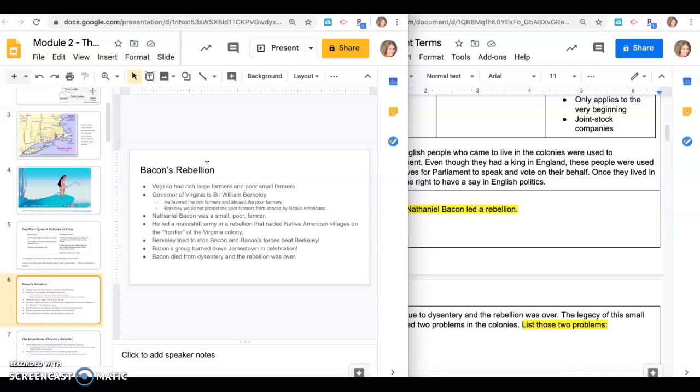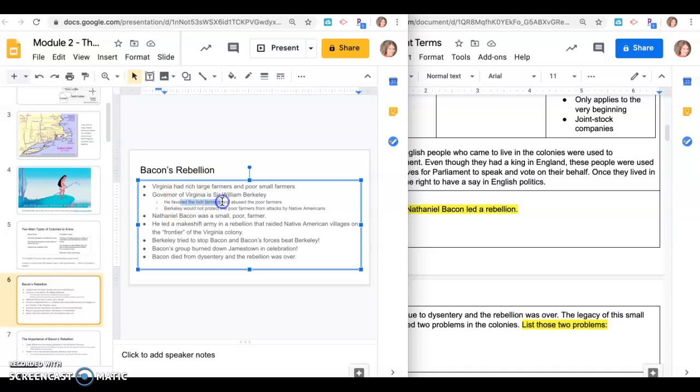The governor who was elected by the king, who was sent over there, his name was Sir William Berkeley. He put in a lot of policies that favored the rich and abused the poor. He also did not protect these poor farmers who were kicked off onto the frontier. He didn't protect them from attacks by Native Americans. So this new guy comes over from England to be a colonist. His name is Nathaniel Bacon. Gotta love that name. And he was a poor small farmer.